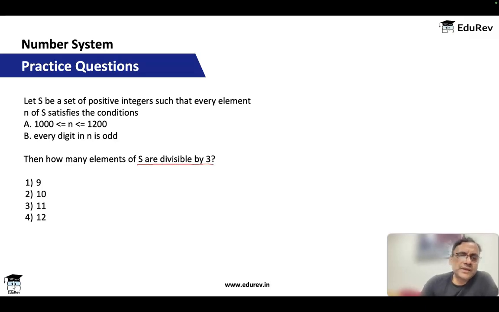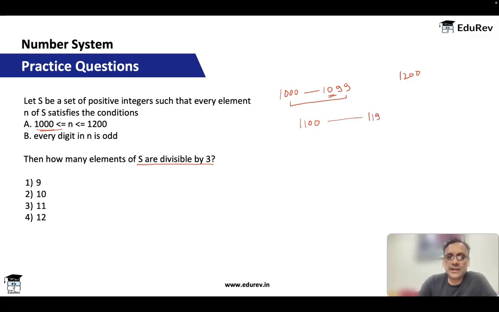Okay. Now if you see, if every digit is odd, then from 1000 to 1099, actually there is no number possible because the third place will be 0 throughout. So in fact, all these 100 numbers are ruled out. Even 1200 can't be there. So only numbers that we have to take are from 1100 to 1199. And here also we have to take only where every digit is odd. So 1100 up to 1109 also nothing is possible because 0 will be at the tens place. So in fact, the first number that will be there is 1111.